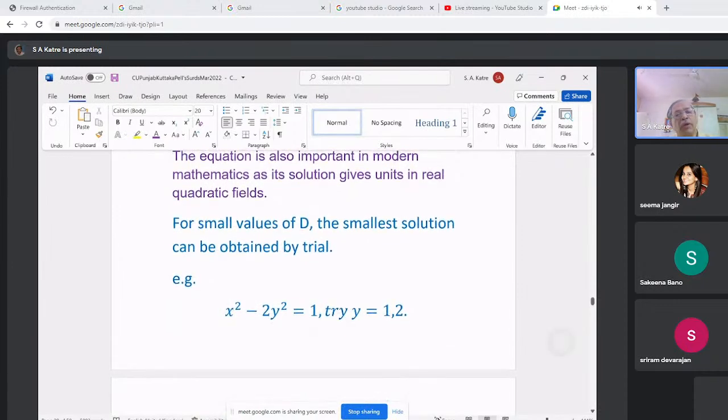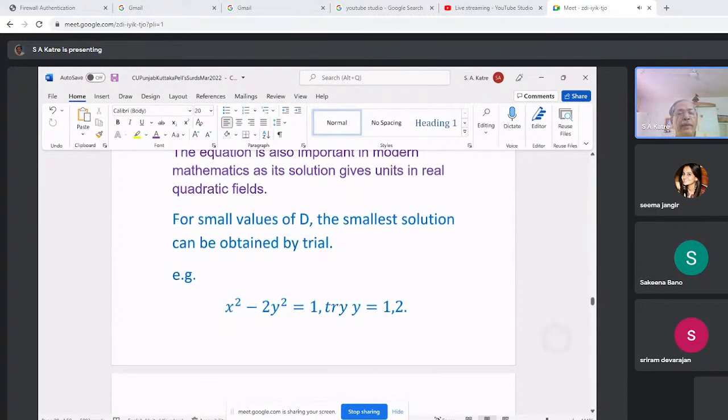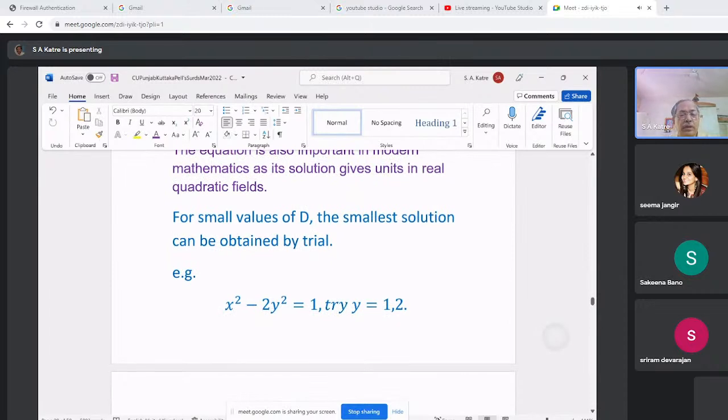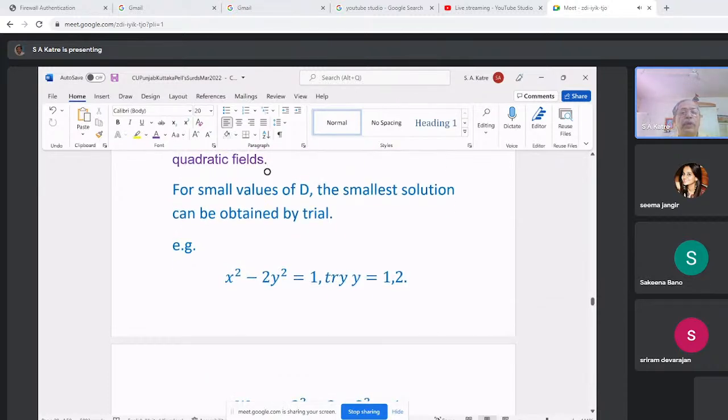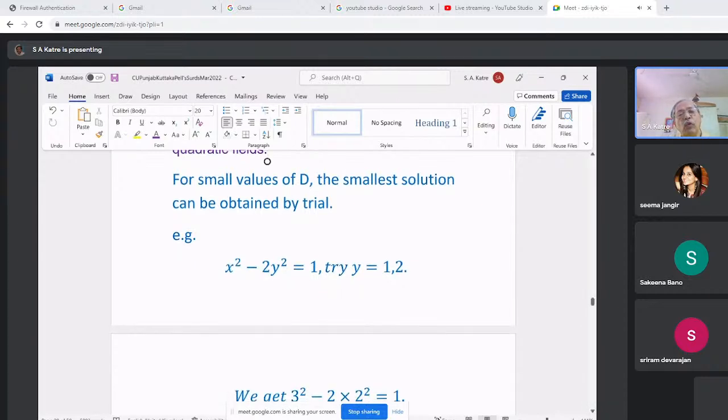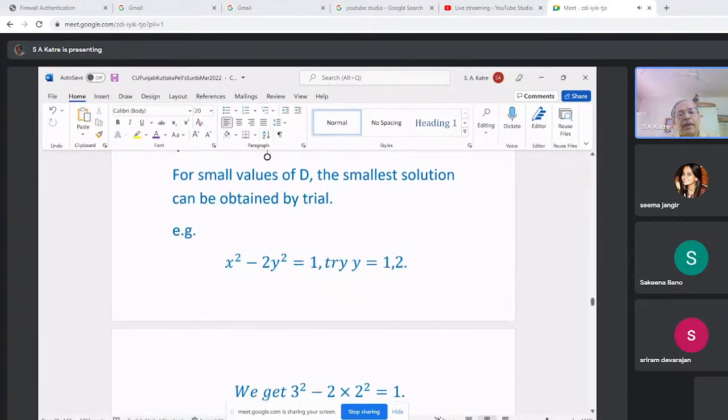So if you have small values of d, then it is actually solved easily. This equation can be solved easily. x square minus 2y square equal to 1. So you go on trying. Of course, if you take y equal to 0, then x equal to plus or minus 1. That's the most trivial solution. Then you try y equal to 1. If you take y equal to 1, then x square equal to 3. But x square equal to 3 is not solvable in integers, right?